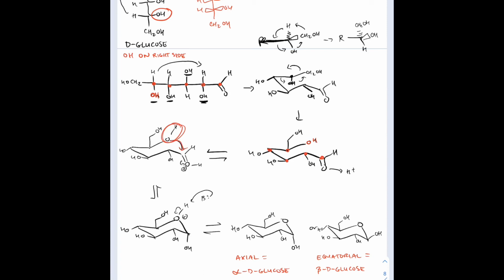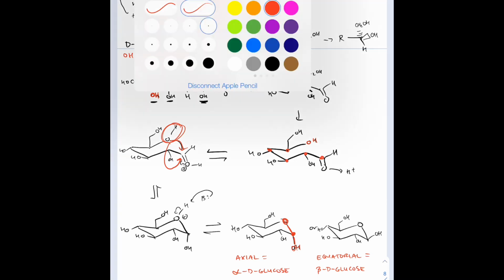And so we do have a higher percentage of beta D glucose. However, it is going to form both. And this is going to depend on how that OH attacks. So I circled it above. When that OH attacks the carbonyl carbon, it can attack from the top or the bottom, and this is going to force the OH down or up. Some pretty cool stuff, right?